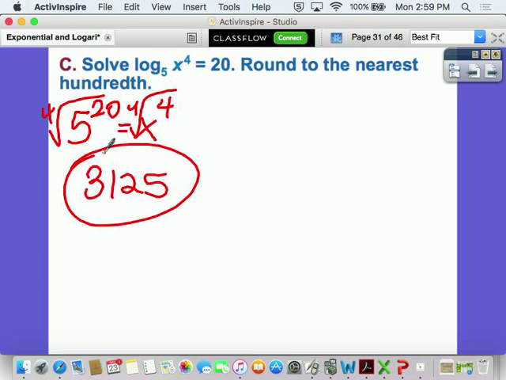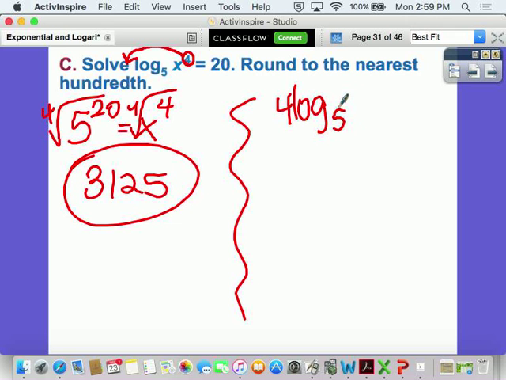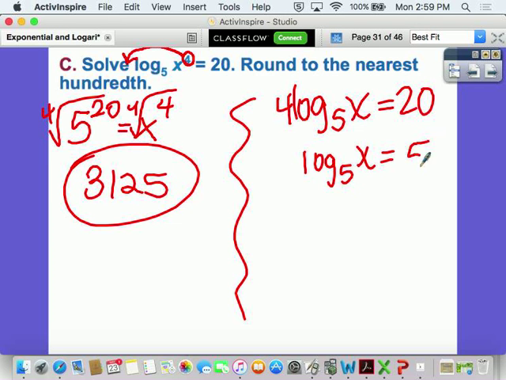There's another way you can do it though, just in case you forgot how to do that. Apply your property. There's an exponent up here. What can I do to that exponent? The property we just went over: the power property. You can bring it down to the front. 4 log base 5 of x equals 20. Divide by 4, and now at least this way it is a little bit smaller. In exponential form, it's going to be 5 to the 5th equals x, and that's a little bit easier than trying to remember that 4th root.